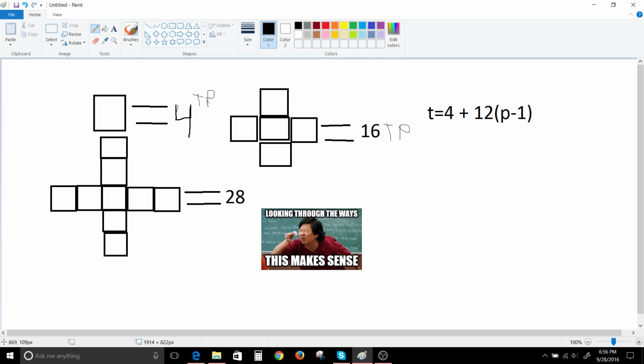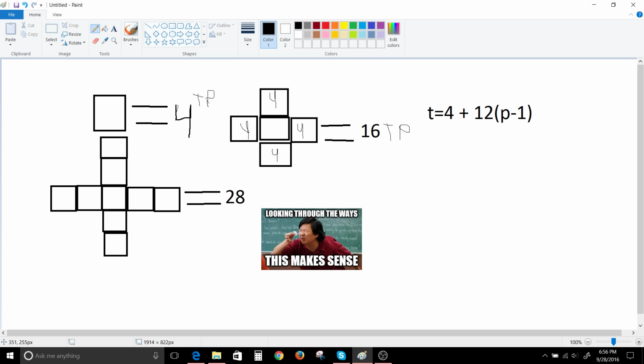But I started to figure, okay, maybe we just ignore the middle box. We just say 4 is in this one, 4 is in this one, 4 is in this one, and 4 is in this one. That's 16. That makes pretty good sense. And then we went to this one. This was the third one that was given to us.